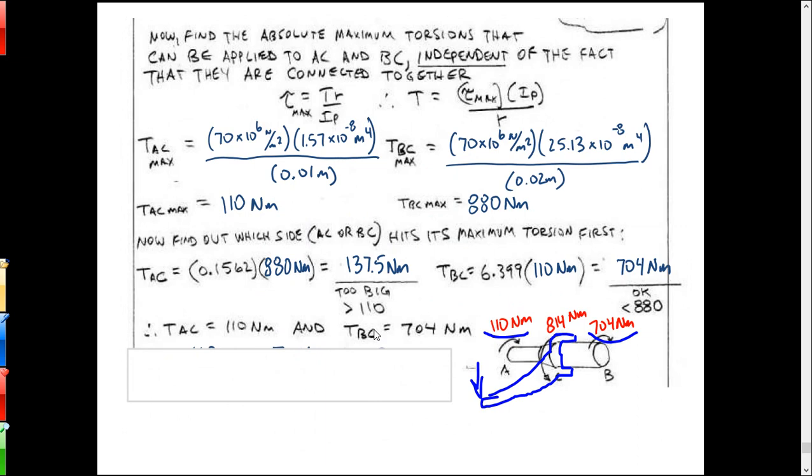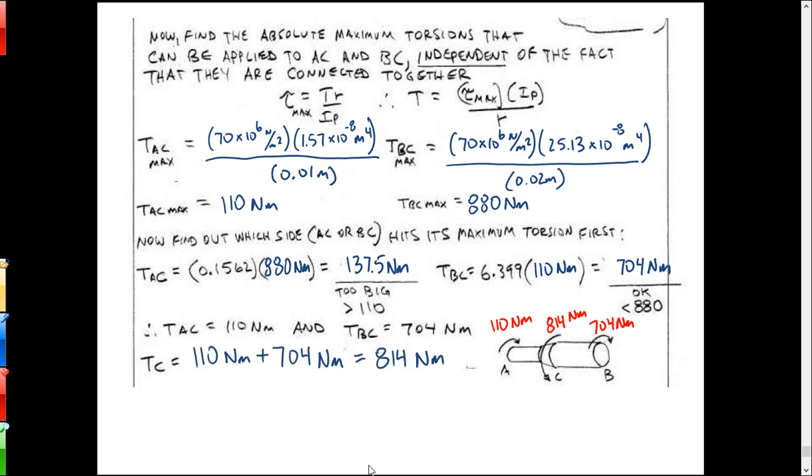And so those reactions are 110 and 704. So what I'm applying here at C is 814. It's the sum of the two. Okay? So that's just 110 plus 704. So that's 814 in the middle. Okay? So when I hit a torque of 814 at C, I got to stop because I've maxed out AC. BC isn't maxed out yet, but it doesn't matter because I've already maxed out AC. That's the idea.